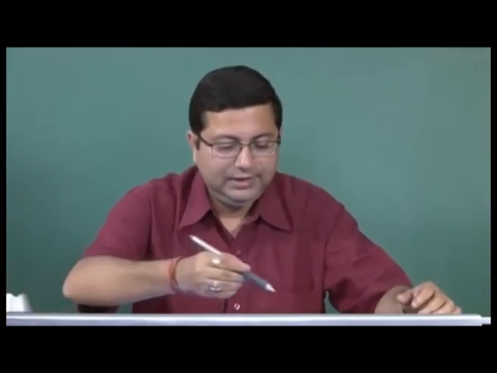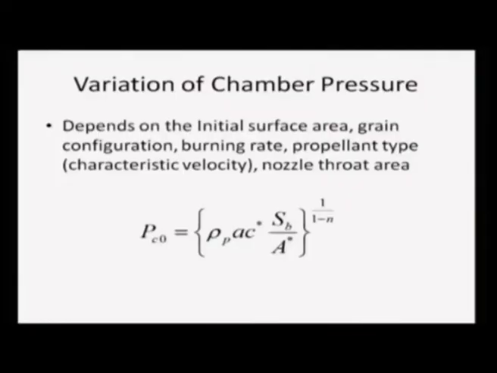Okay. Next, let us look at the variation of chamber pressure. The chamber pressure depends on the initial surface area Sb, which we have just discussed, the grain configuration, burning rate and propellant type. So, essentially the characteristic velocity will dictate the chamber pressure as well as the nozzle throat area. This expression we have already talked about gives us the chamber pressure variation with different parameters.